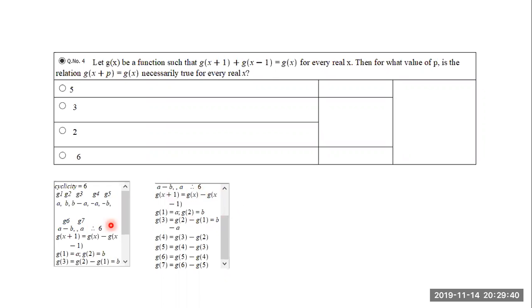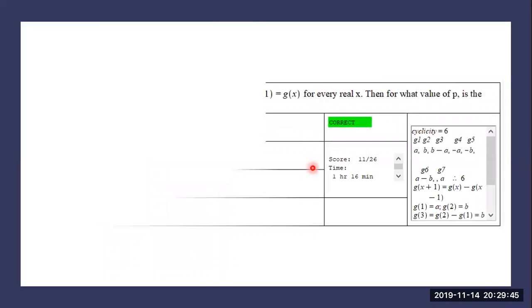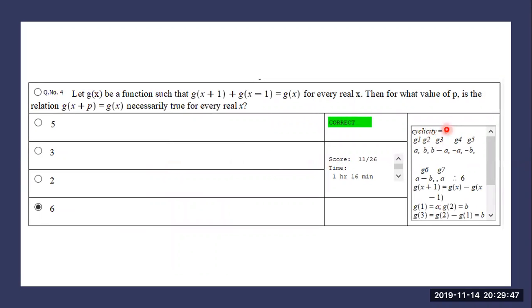Can you tell me what is the answer? Very good. Right? Are you able to follow this? Yes. Very good. Now, what is the next question? This is cyclicity 6, right? You have to do it and then do it.